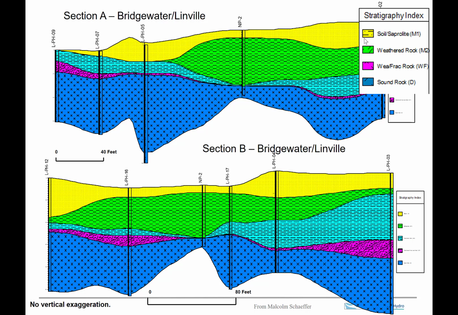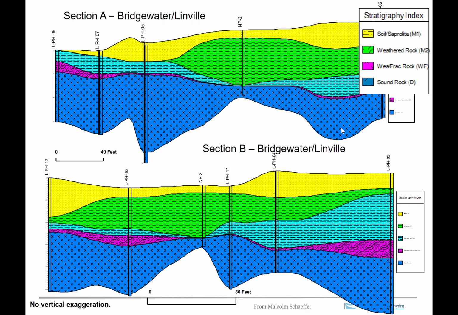Now the yellow here is the saprolite, and the dark blue is what Malcolm calls sound rock, and then these pink and green are different variations of weathered material. The pink is weathered fractured rock, the green is weathered rock, and the blue is also some transition between the two. The legend here is a little bit too small to read.